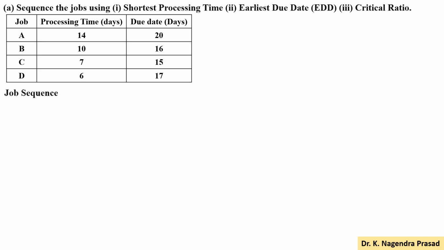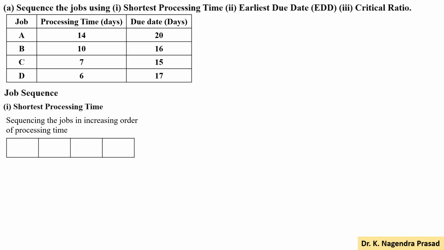First we will find the job sequence by using the shortest processing time. In the shortest processing time rule, we sequence the jobs in increasing order of processing time. For this, first we have to draw the boxes. The number of boxes equals the number of jobs. Here the number of jobs is 4, so the box size is 4.